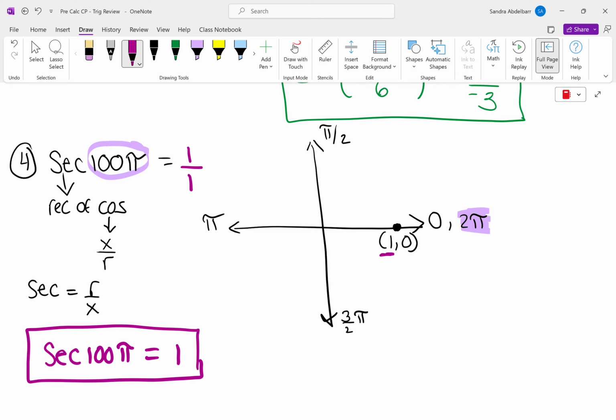Wait, how did you get one numerator? How did I get 1? Because secant is r over x, and the radius in the unit circle is always 1. Oh, okay. So you just ignore that. Radius always 1. Okay.